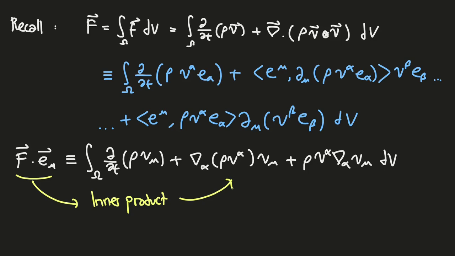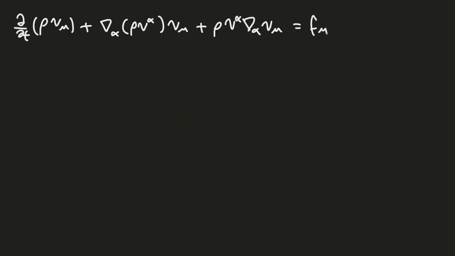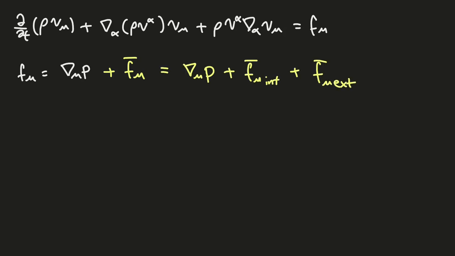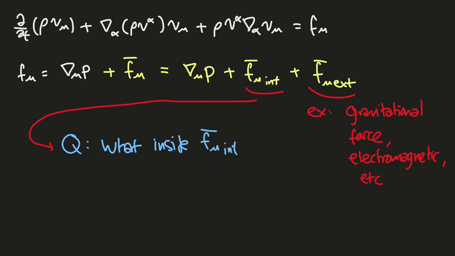That's about the kinematics. But the question is, what is inside the F factor in the previous video besides only the gradient of hydrostatic pressure? In the previous video, we know that the integrand here equals F mu, which equals this, and the F bar here we can decompose into F bar internal and external. The external part relates to gravitational force, electromagnetic force, and so on. But here, another question is incoming. What is inside F bar internal?